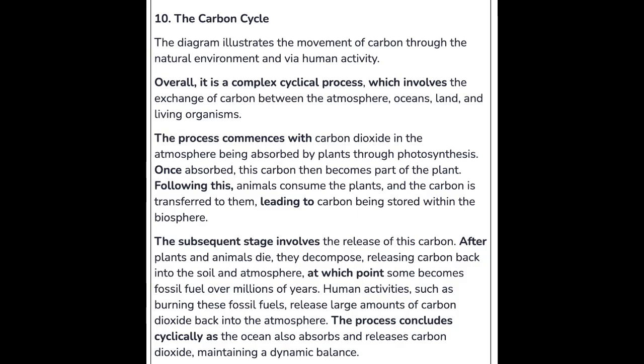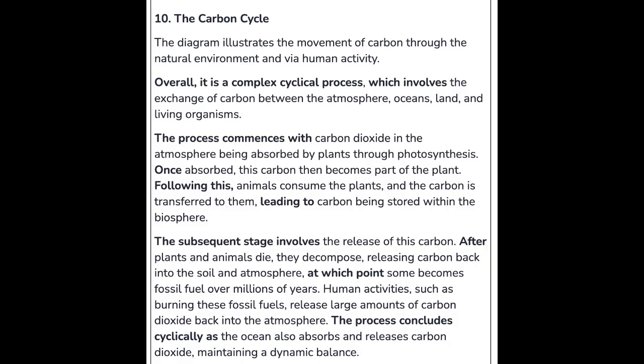10. The carbon cycle. The diagram illustrates the movement of carbon through the natural environment and via human activity. Overall, it is a complex cyclical process, which involves the exchange of carbon between the atmosphere, oceans, land, and living organisms. The process commences with carbon dioxide in the atmosphere being absorbed by plants through photosynthesis.